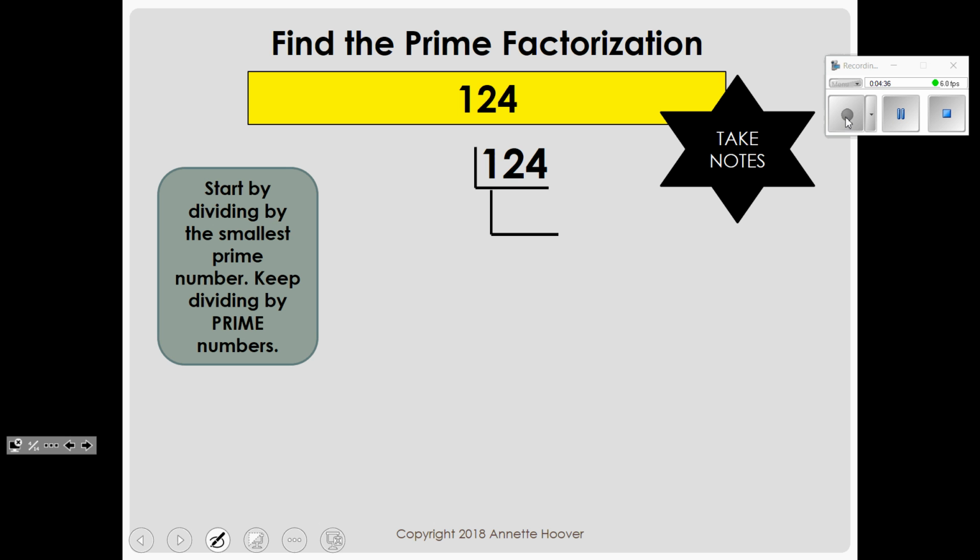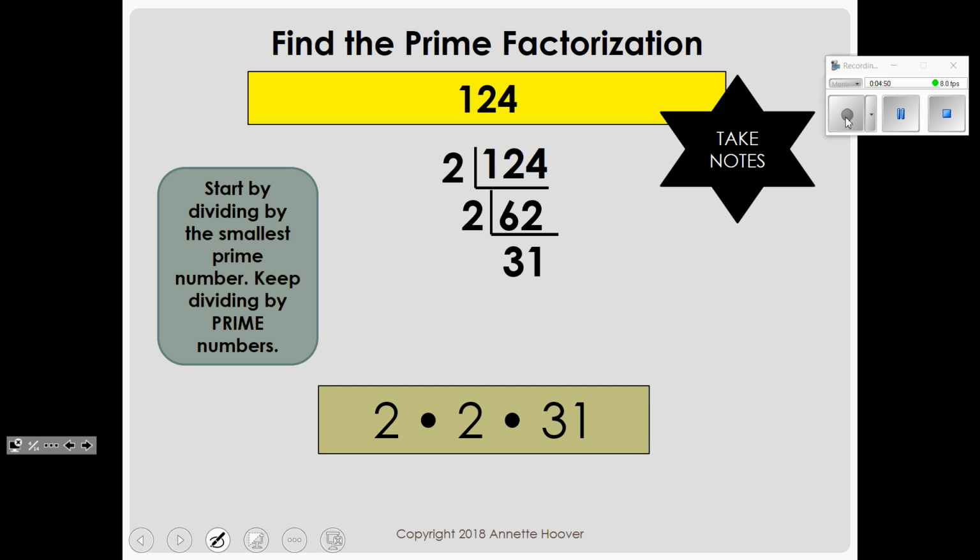Same thing, we're just going to practice the skill a little bit. Is 124 divisible by 2? Yes, it is. That would leave 62. Is 62 divisible by 2? Yes. That happens to be 31, which is a prime number. So 2 times 2 times 31 are all prime numbers, and the factors multiply together to get 124. So the prime factorization of 124 is 2 squared times 31.